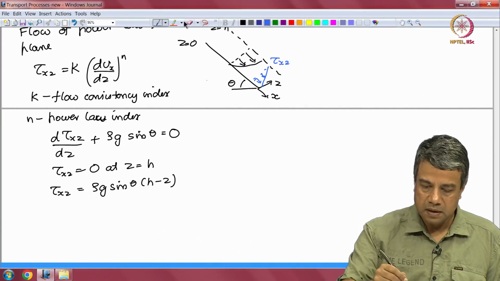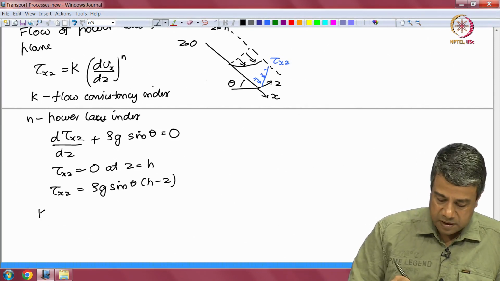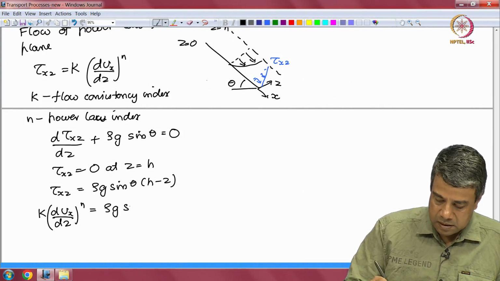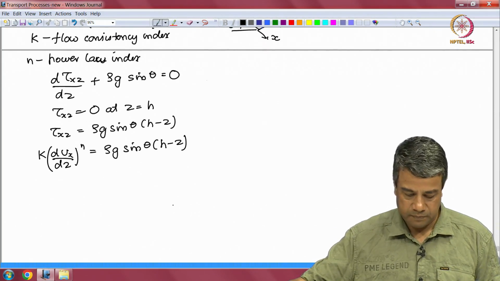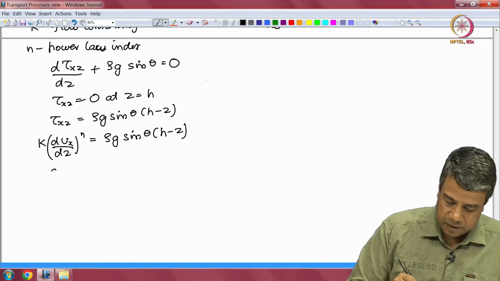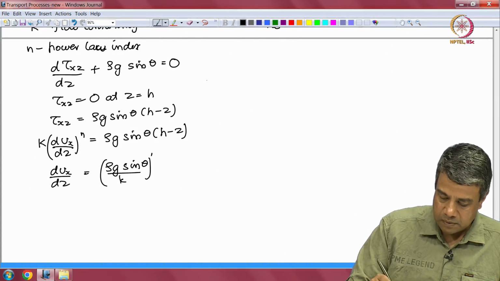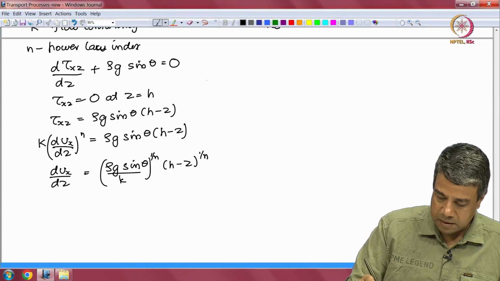Okay. The relationship between the stress and the velocity is now different. Okay. I have k dvx by dz power n is equal to rho g sin theta into h minus z. Okay. Therefore, dvx by dz is equal to rho g sin theta by k power 1 by n into h minus z power 1 by n.